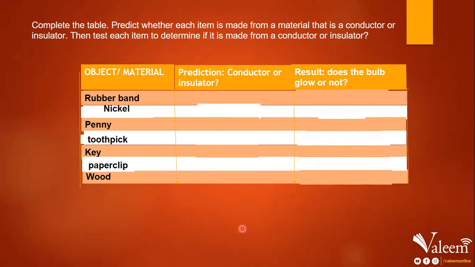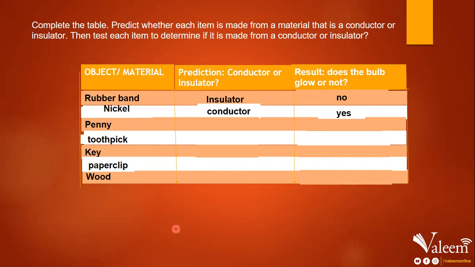So the first material is a rubber band. When you connect the rubber band into the circuit, you will find out that the bulb does not glow, which shows that rubber is an insulator. Second is nickel. On connecting it into the circuit, the bulb lights up. Hence, it's a conductor. We already know that since nickel is a metal, and metals are good conductors of heat and electricity.